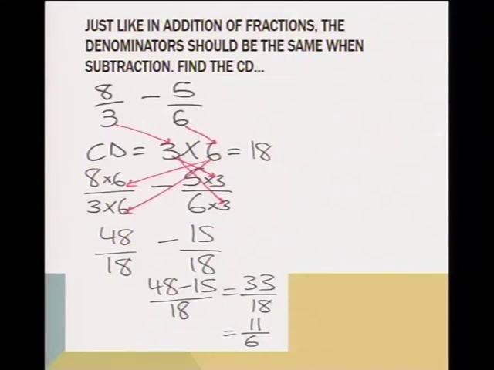Now the denominators are the same, you just have to subtract the numerators. When the denominators are the same, when you are adding or subtracting, just add or subtract the numerators and leave the denominator as it is. Now you get 33 over 18, which can be simplified to 11 over 6.